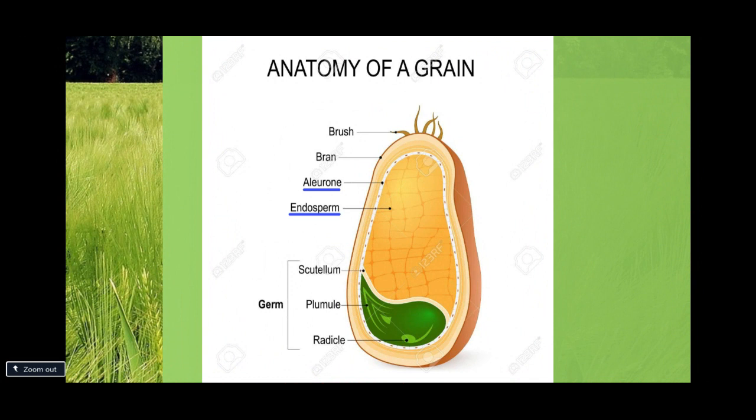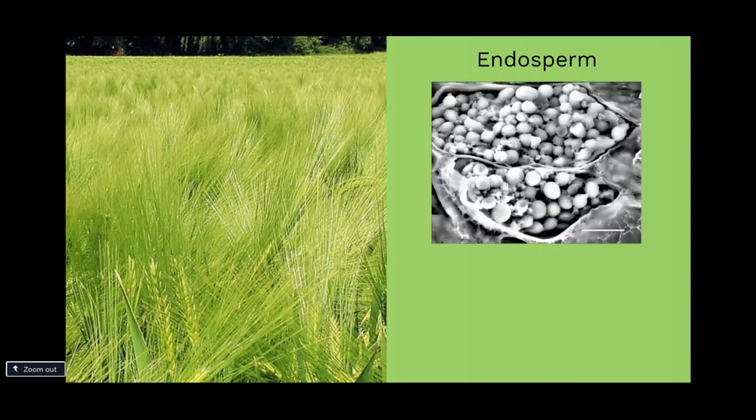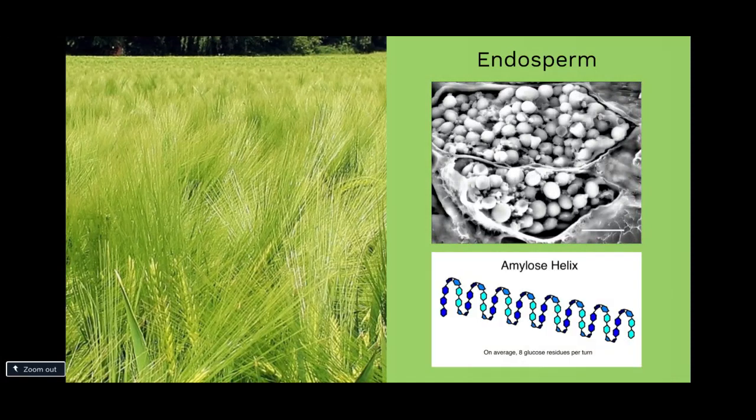So let's have a look at the endosperm itself. Now, the endosperm, when we look at it under the microscope, here is a scanning electron microscope image. So this is a 3D image, essentially really close up of that endosperm. We can see these kind of grain-like structures. And inside these grains, we find starch, or more scientifically known as amylose in this case. Now, the amylose is essentially a chain of glucose molecules that is coiled together into a helix.